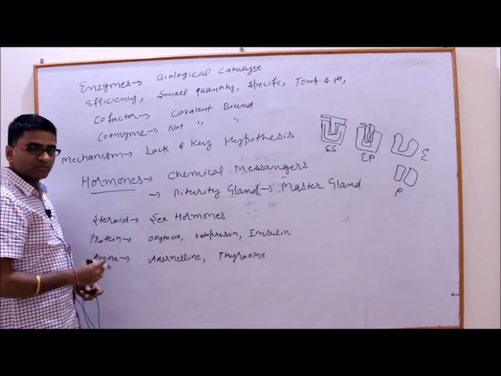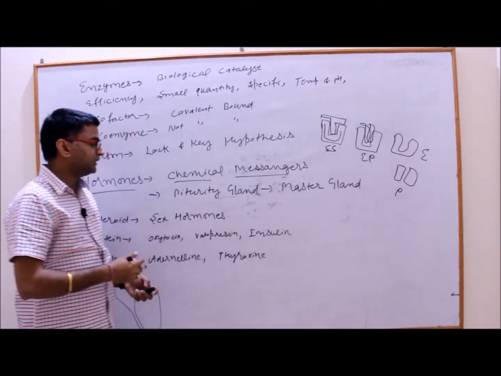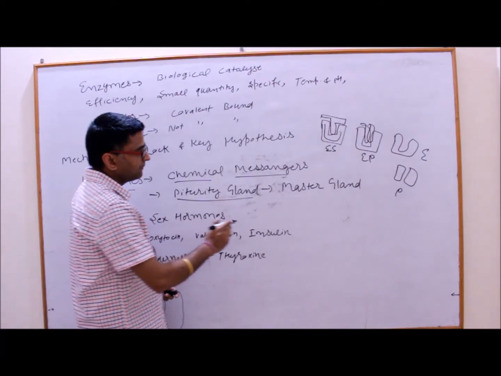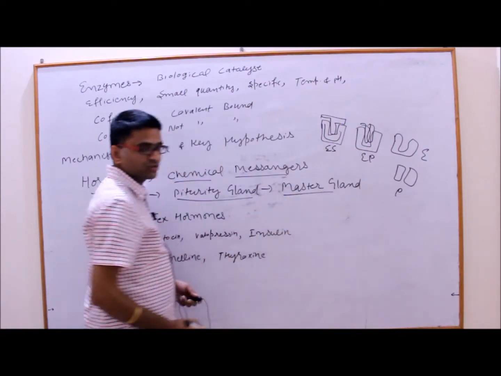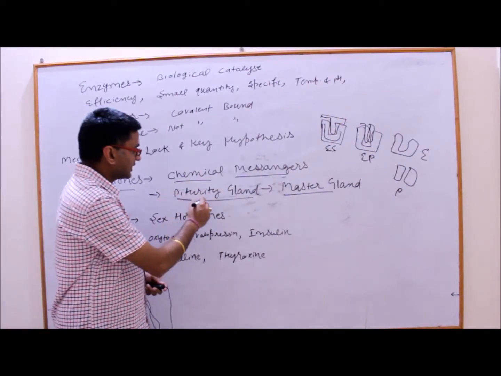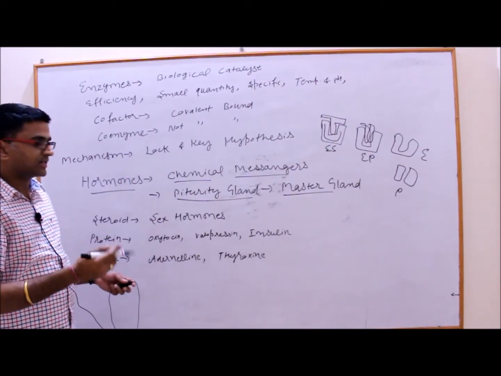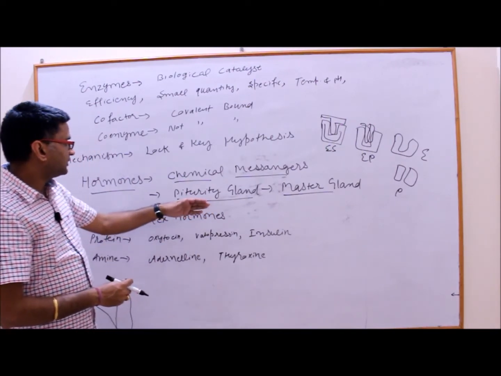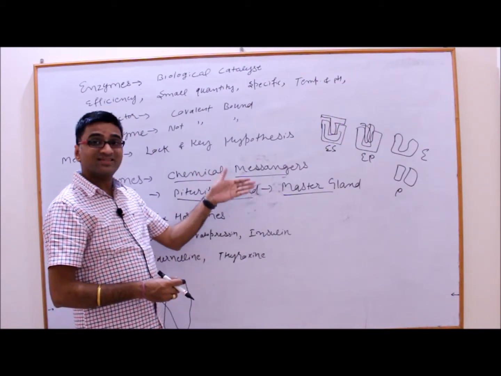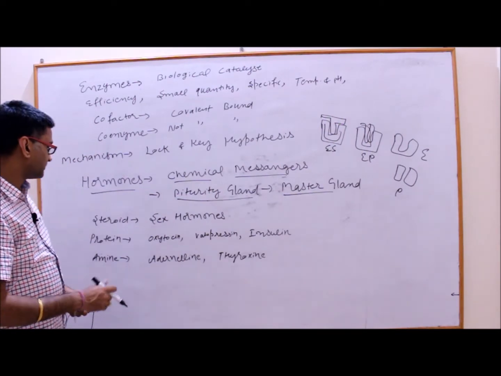Next is hormones. What are hormones? Hormones are chemical messengers, and mostly they are secreted by the pituitary gland, which is present near the brain, and the pituitary gland is also called the master gland of the body. So they are secreted from the pituitary gland and they act on another gland and start a cascade of reactions, and then a number of metabolic processes start. So they basically give a signal to start a metabolic process. That's why they are called chemical messengers.